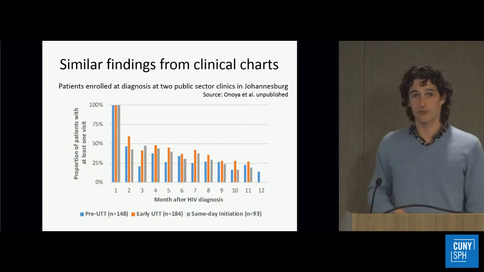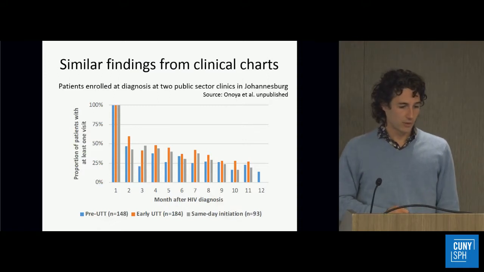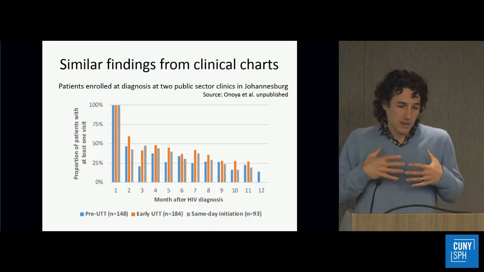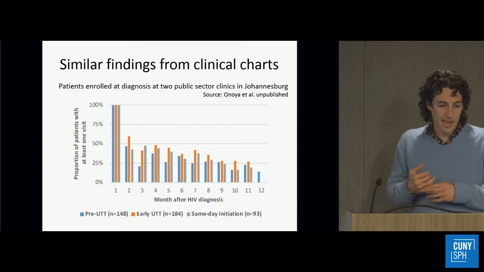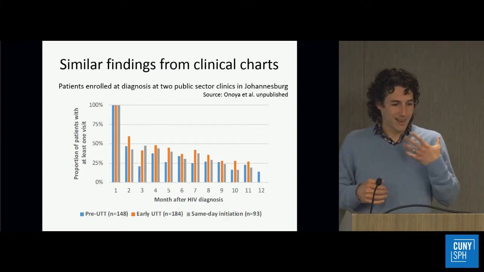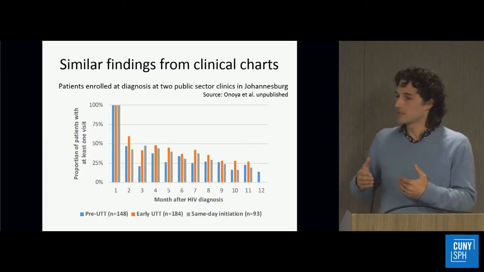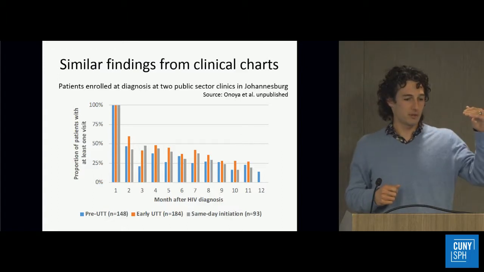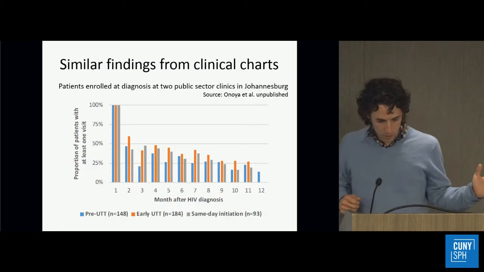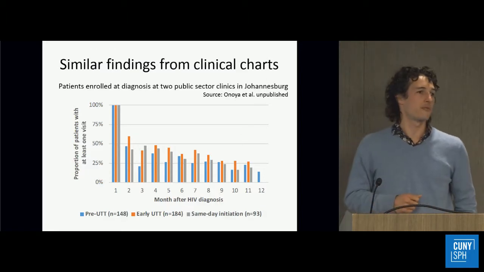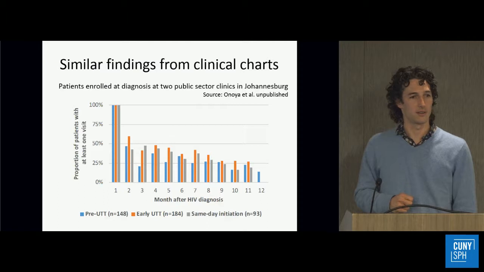These are data from a colleague of mine, Dorina Noya at Hero in Joburg, who conducted a study with a similar idea but a completely different data set, extracted from clinical charts. She looked at the proportion of patients diagnosed at 2 public sector clinics in Joburg who showed up again at different months after diagnosis. We go from 100% down to 50% almost immediately, and if you look across this whole period, only about 45 to 50% of people are actually retained in care in the first year.